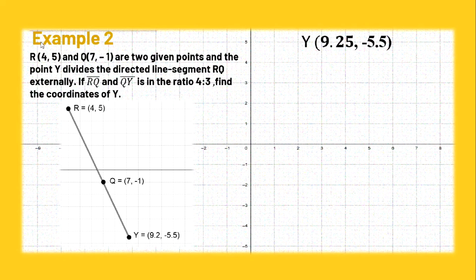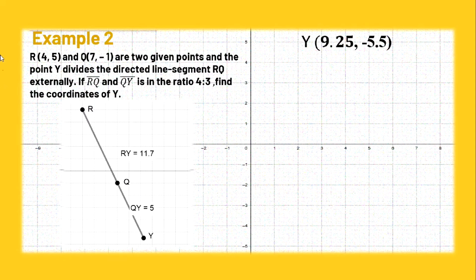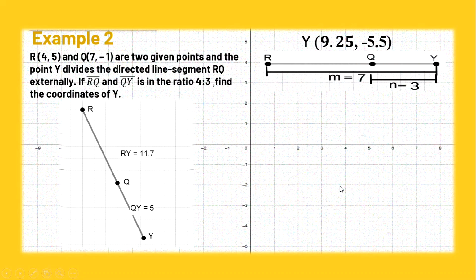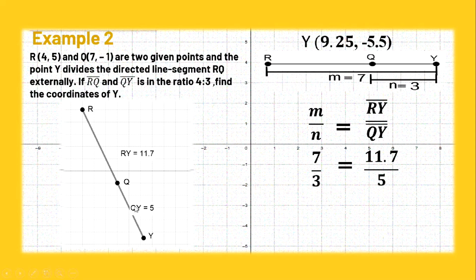Ginamit ko yung GeoGebra para makuha natin yung length ni line segment RY and line segment QY na kailangan natin para sa pag-check. So again, we have our ratio M is to N as line segment RY is to line segment QY. So, M natin is 7 and N is 3 is equal to line segment natin RY is 11.7. Line segment QY naman natin is 5.